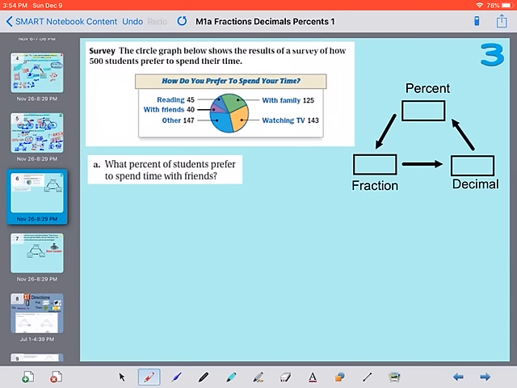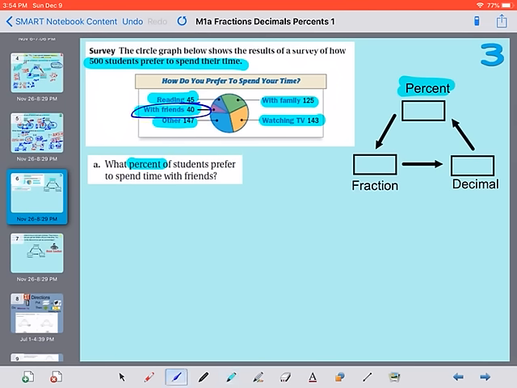Let's flip over to the back side. This one you need to make sure you're reading the directions. It says the survey. The circle graph below shows the results of a survey of how 500 students prefer to spend their time. So how do you prefer to spend your time? With family, watching TV, reading, with friends, or something else? They want to know what percent of students prefer to spend time with their friends. So with friends, that's right here, that's 40 students.